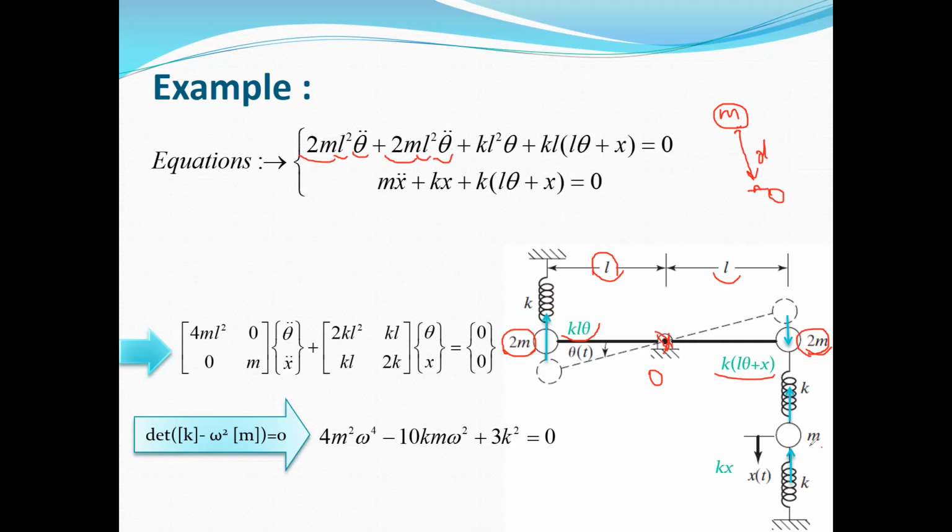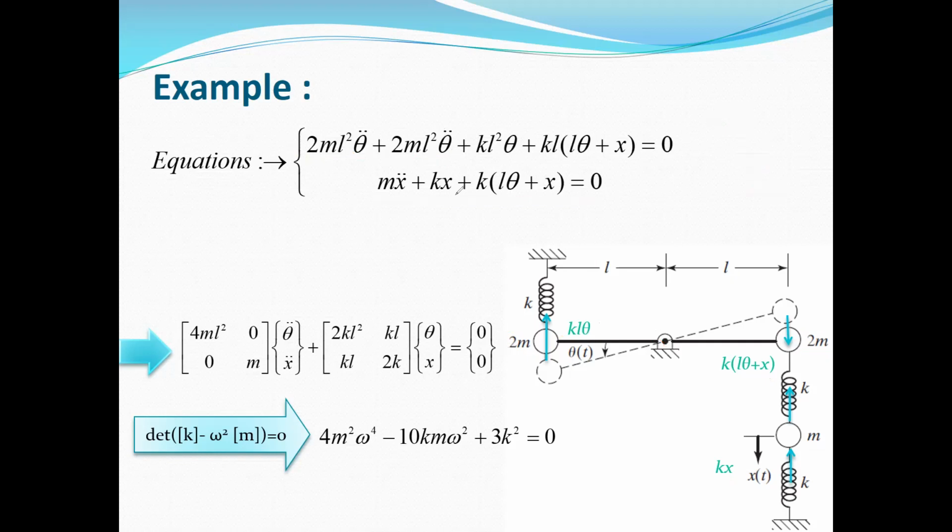And for mass m, if you write the force equation in the y direction, the vertical direction, we will have two forces, kx and also k times (L theta plus x). And finally, it must be equal to the mass times x double dot. If you simplify, you can extract the second equation. So we have two equations of motion, and we can write them in matrix form.